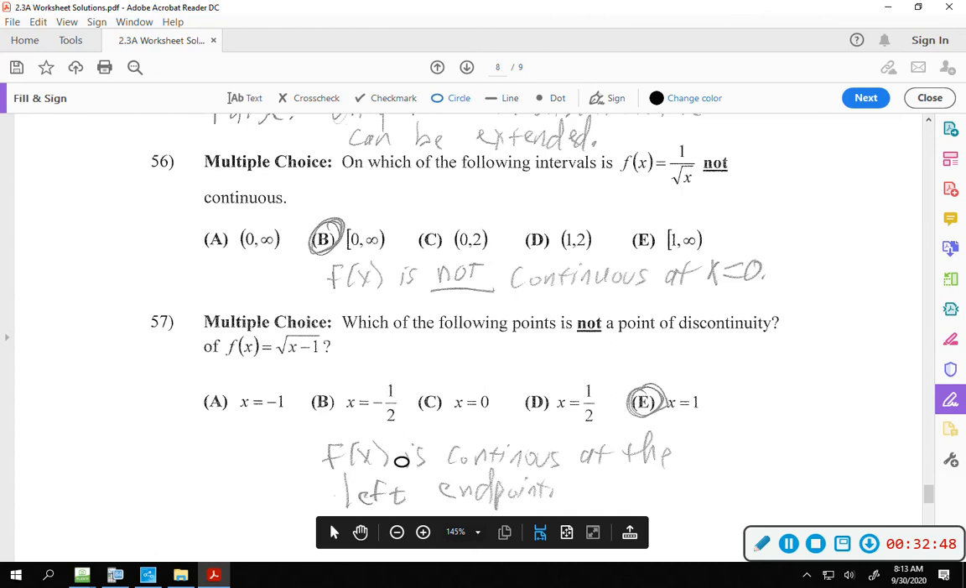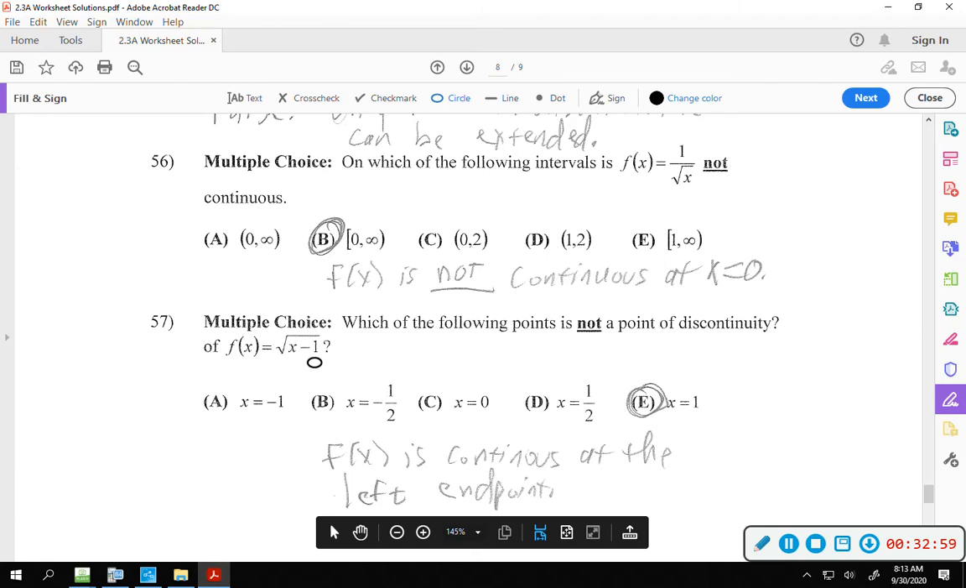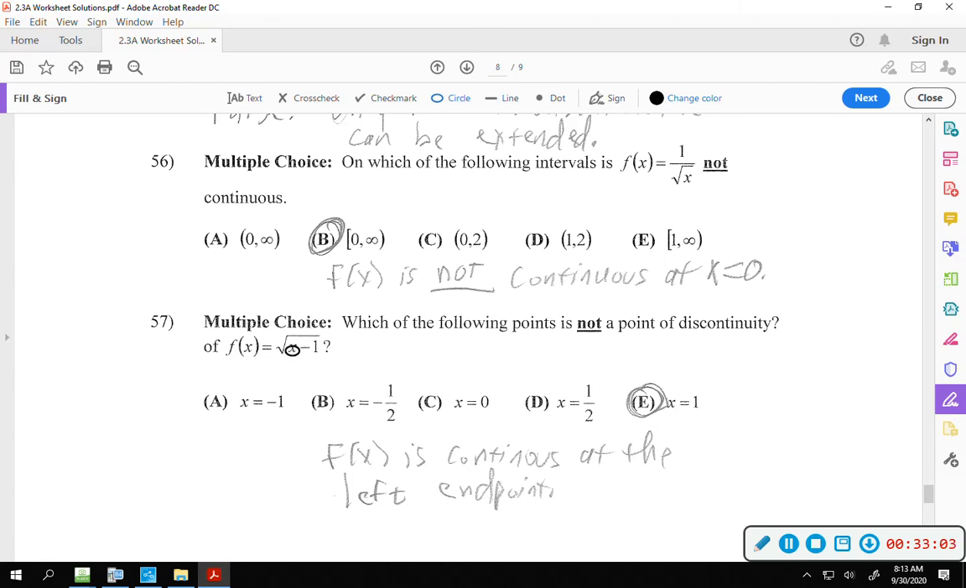X equals negative 1, x equals negative 1/2. The function's not even defined there. It's not defined here. It's not defined at 0. It's not defined at 1/2. At x equals 1, that is the endpoint of this domain. And this function is continuous at that endpoint because it is the left-hand limit of the domain.